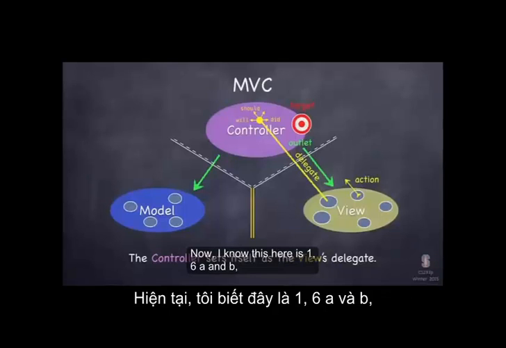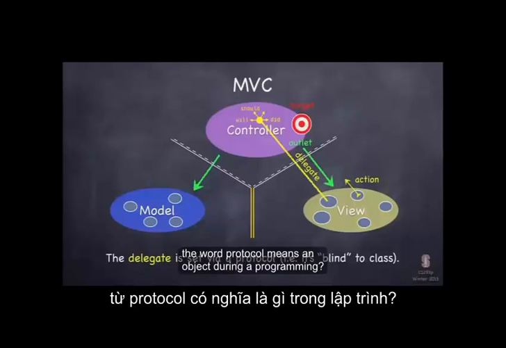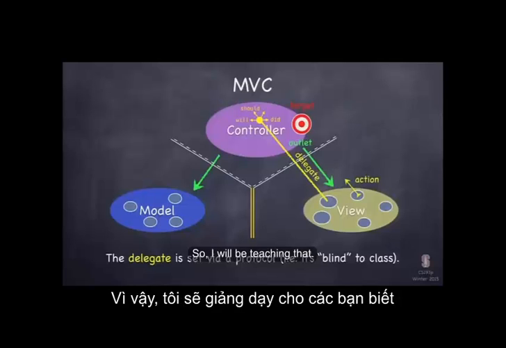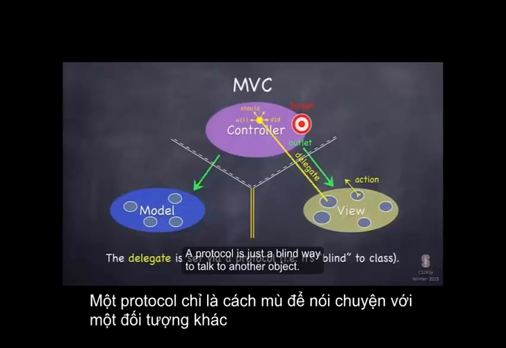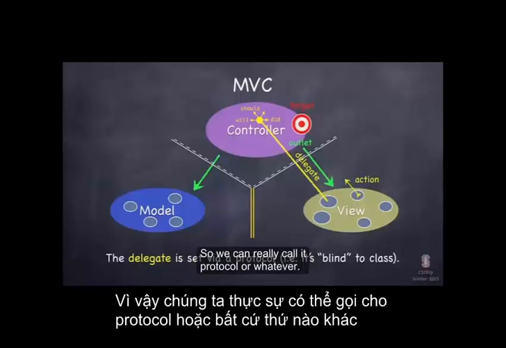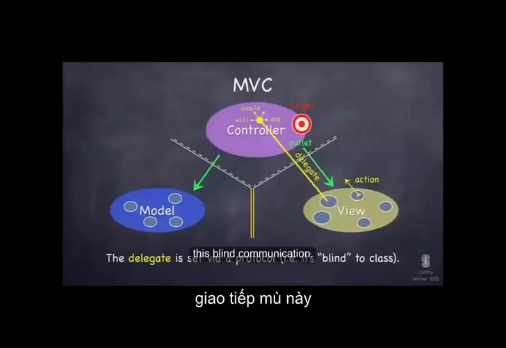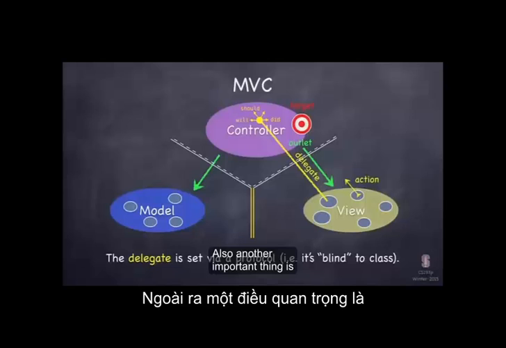Now, I know that CS106A and B do not teach protocols. How many people know what the word protocol means in object-oriented programming? Okay, see, very few of you. So I will be teaching that. A protocol is just a blind way to talk to another object. When I teach you, you're going to be like, oh yeah, I know what that is. We just didn't really call it protocol before. But that's how we do delegation, this blind communication.